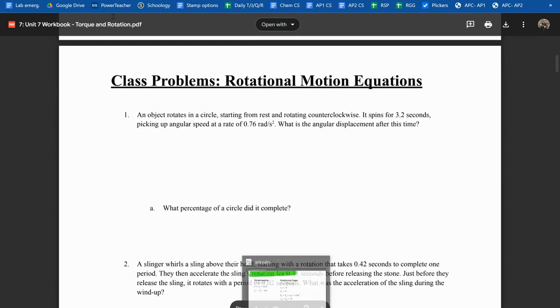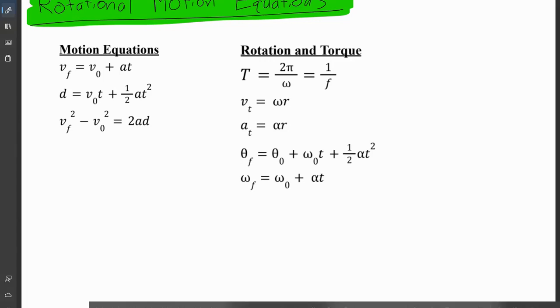Okay, rotational motion equations. Over on this side, I have copied over screenshots of the motion equations and the rotation and torque equations. This is straight from the equation sheet, so I've just taken screenshots and copied those straight over.